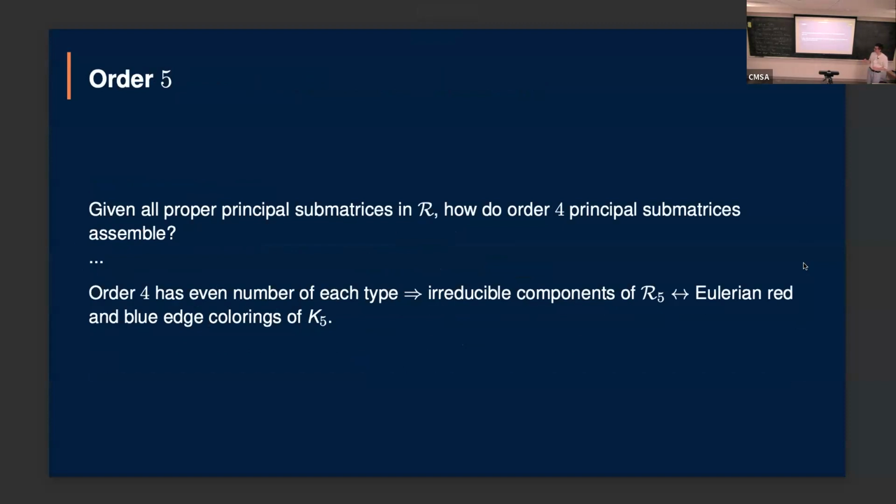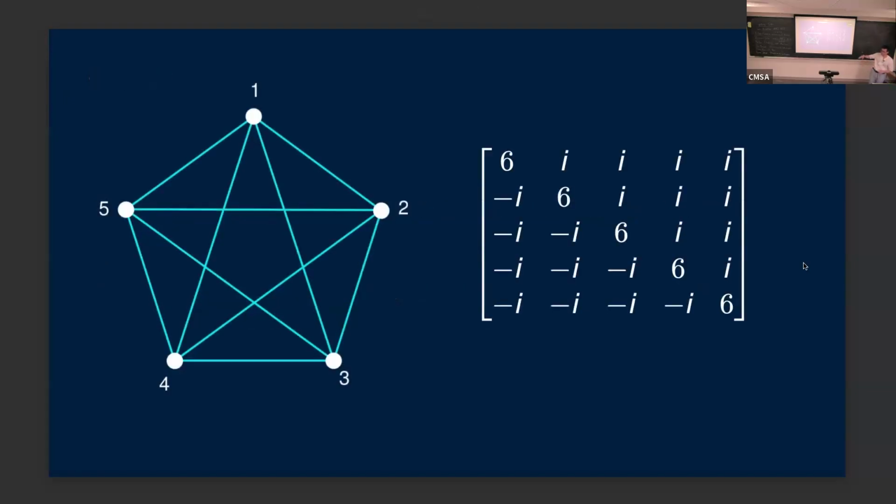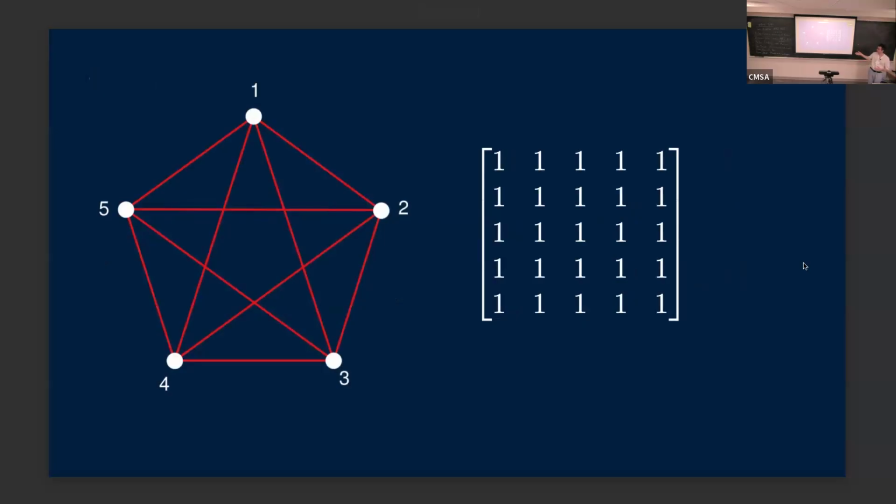What you learn when you look at the irreducible components of the n=4 case and think about how those can fit together is that the irreducible components of 5 by 5 matrices with real principal minors correspond exactly to red and blue colorings of K5, such that the red and blue subgraphs individually are Eulerian. To show you some examples, if you color all your edges blue, this satisfies the condition, and this corresponds to Hermitian matrices, such as this one. If you color everything red, this corresponds to real matrices, but then there are more interesting things.